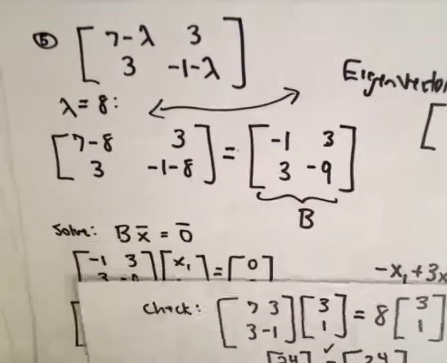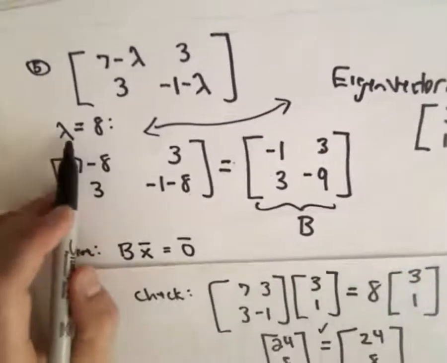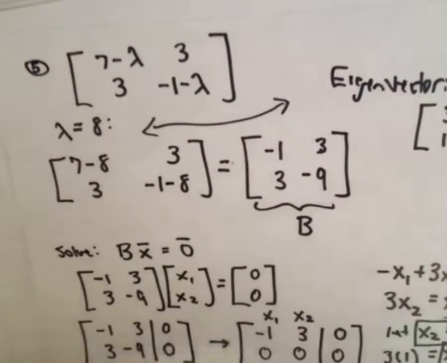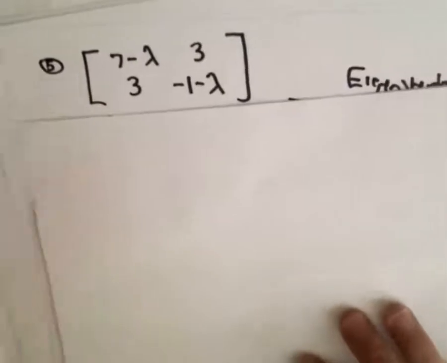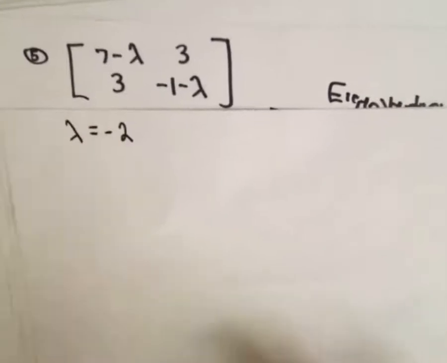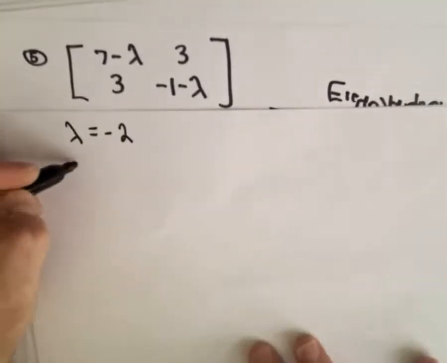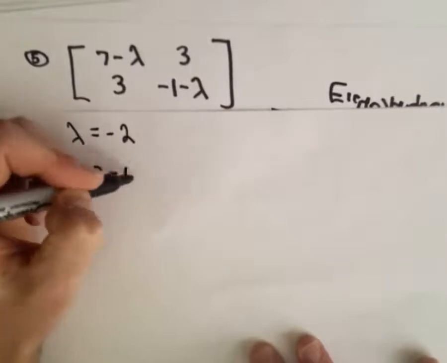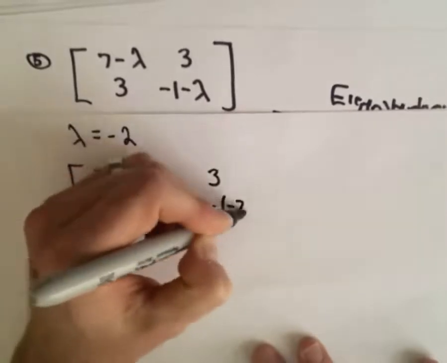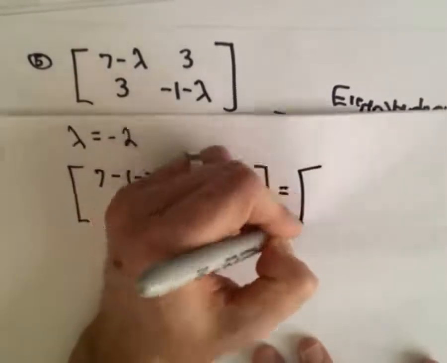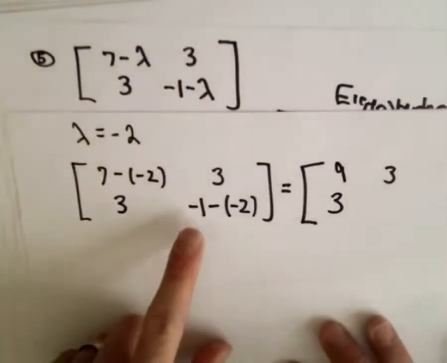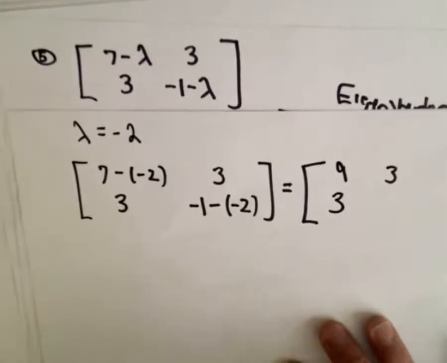halfway there. Now all we have to do is the same process, except now I'm going to use our lambda value of, what was it, I guess -2. And do the same thing, just like the exact same thing. So now if we let lambda equal -2, well, in this case, we'll have 7 minus -2. We've got an entry of 3. We've got -1 minus -2. And that's going to give us 9, 3, 3, and I guess we've got -1 plus 2, which will give us an entry of 1.